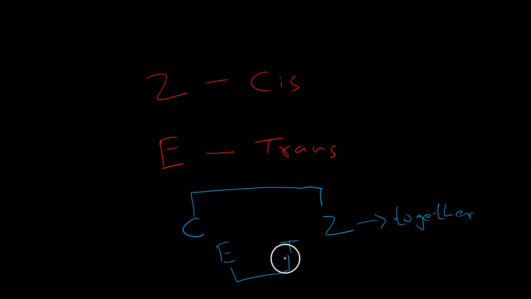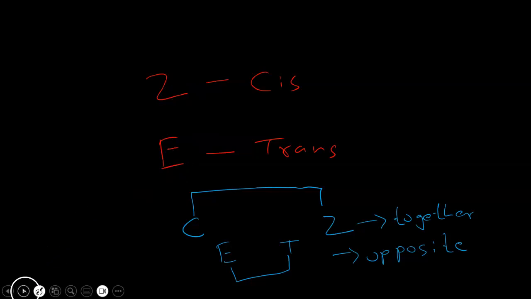so Z is cis, E is trans, and E means entgegen, which again means it is opposite. So Z means they are the same side and E means it is opposite. So we will see certain examples.